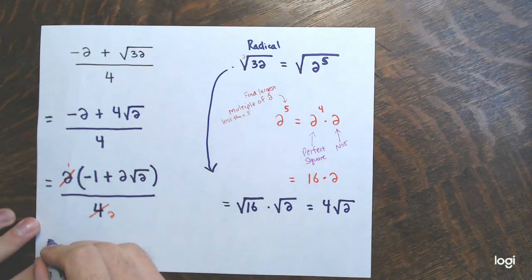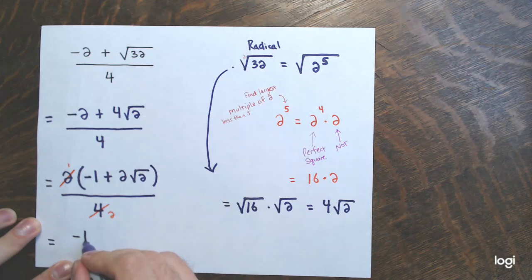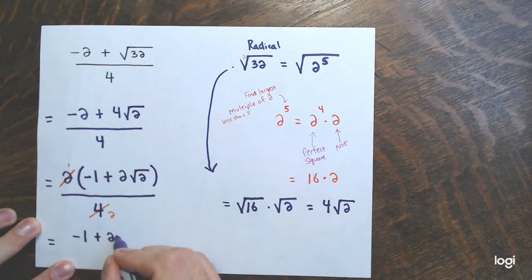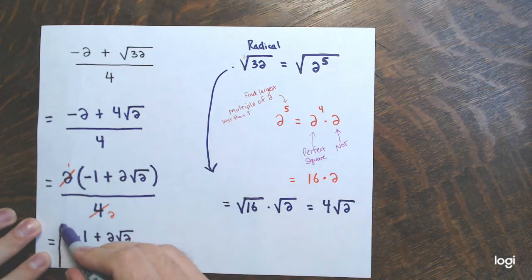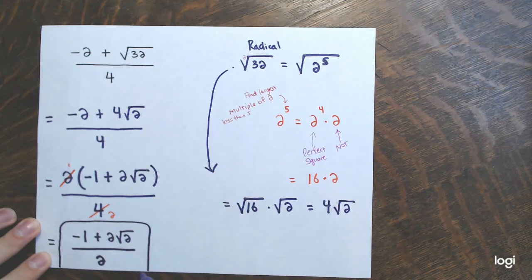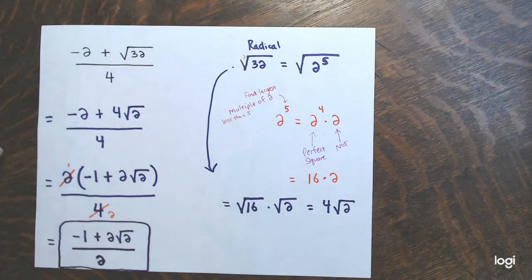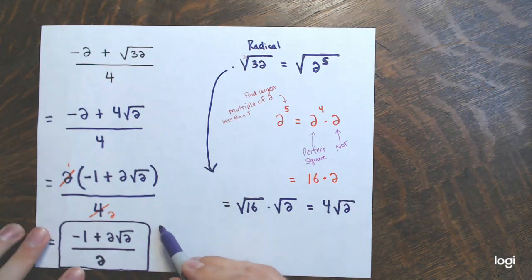Okay, so the simplified fraction is negative 1 plus 2 times the square root of 2 in the numerator, all of that divided by just 2 in the denominator. And this is great. This is totally simplified now, right? The numerator and denominator of this fraction don't have a common factor anymore. But you could also write this, right?